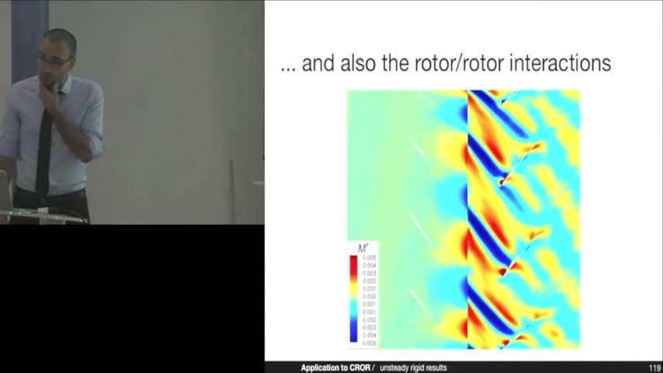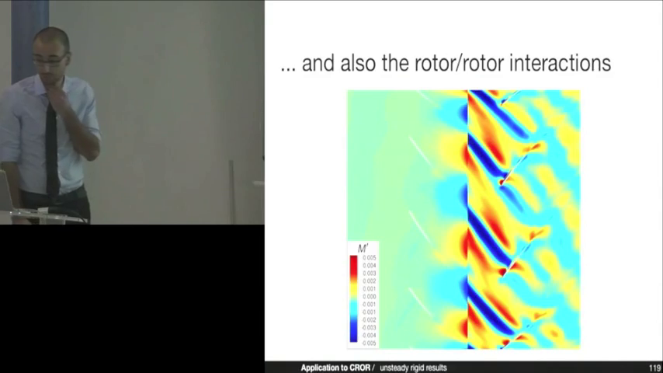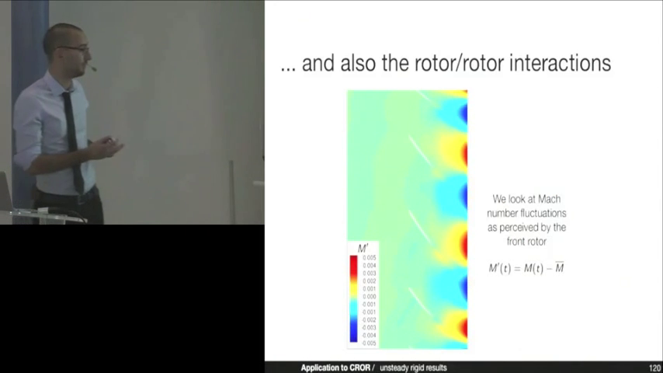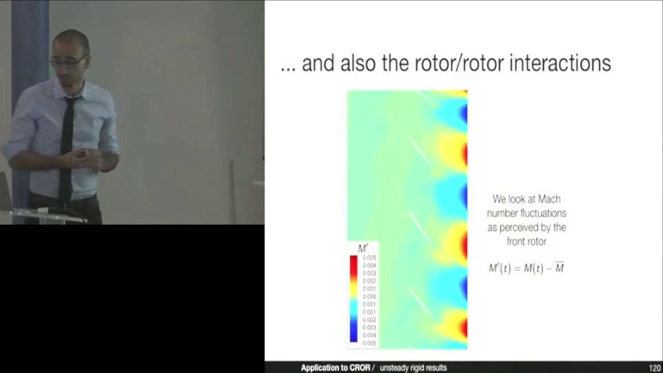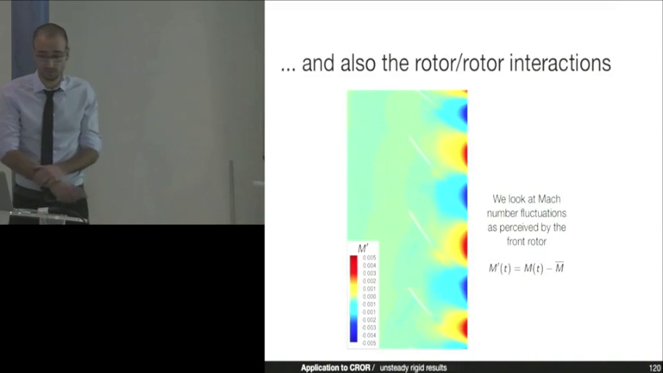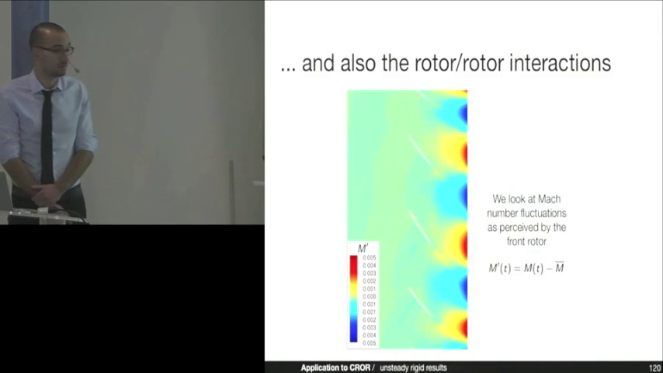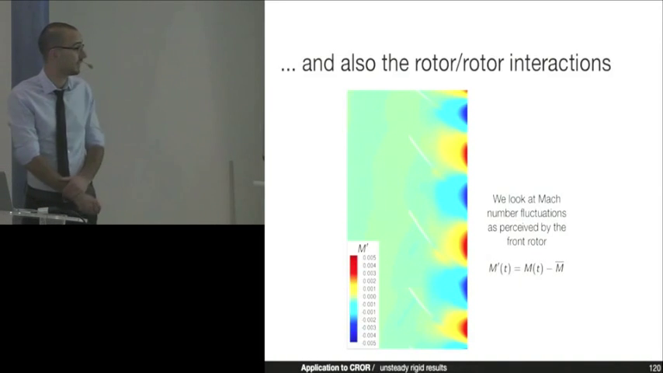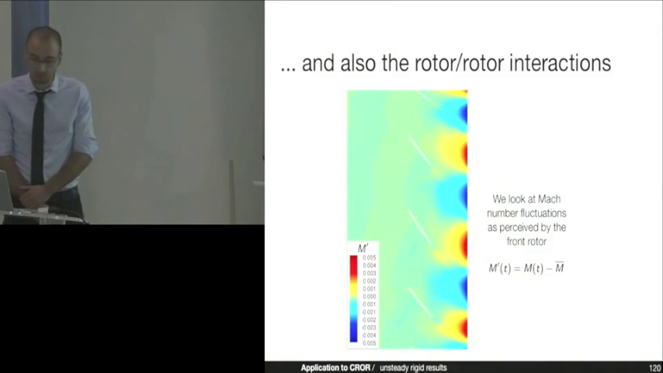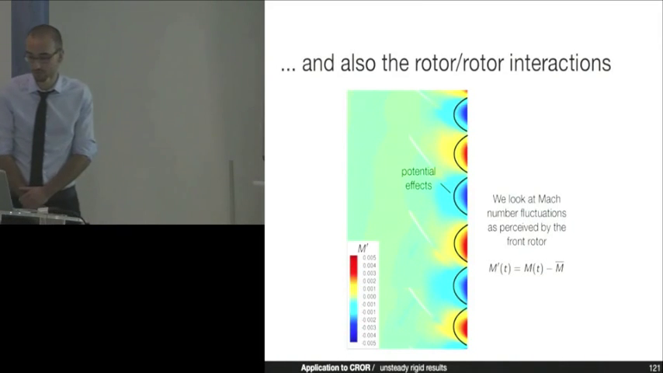So this picture might be odd to you because it's not so well used, but we compute the fluctuation Mach number perceived by the front rotor and the rear rotor. So we compute the unsteady Mach number, which is equal to the temporal Mach number minus the mean Mach number. And you can see that if we look on the left side of the picture, we can observe the potential effect.